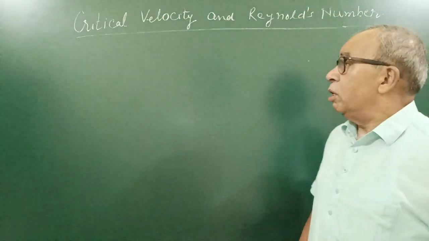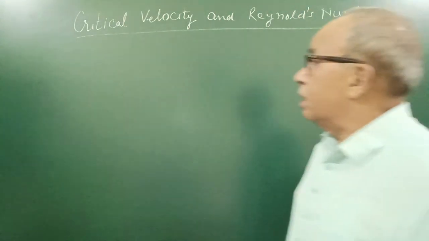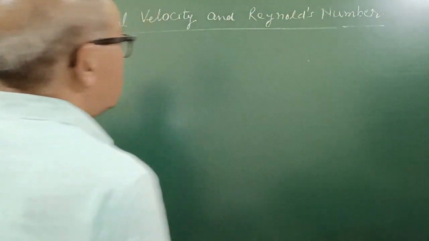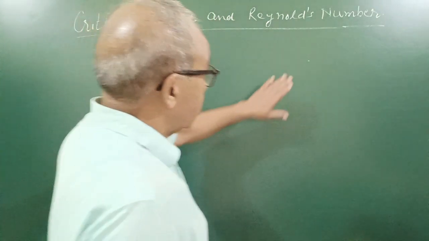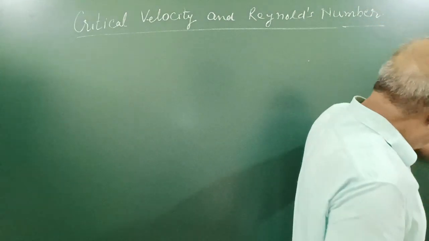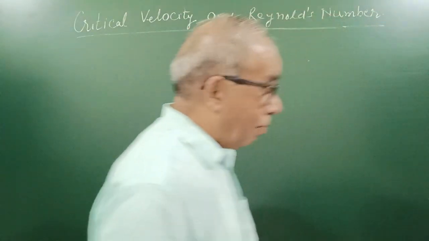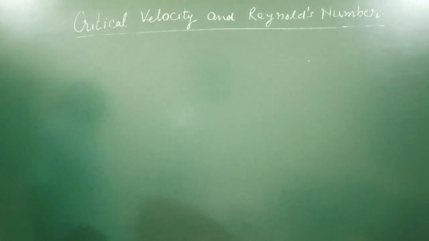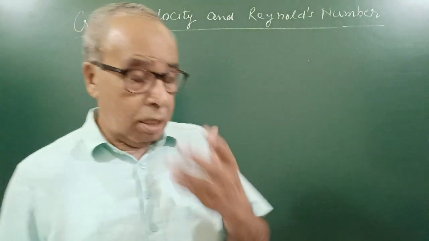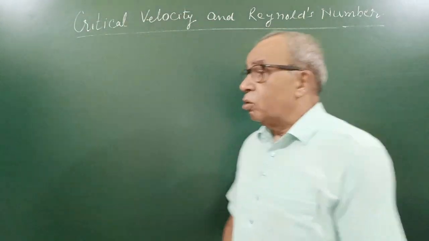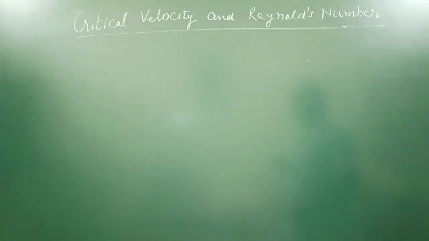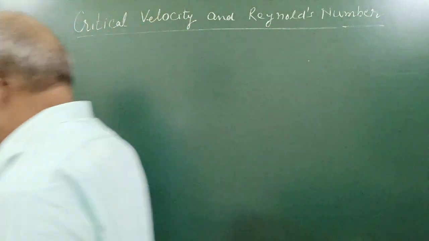Now in this video I am going to discuss a very important topic, critical velocity and Reynold number. Generally people don't take it seriously, but this is a very important idea regarding the flow of liquid. I told you two types of flow are there, the streamline or laminar and turbulent flow. So it is regarding that turbulence is created and to what extent the flow remains streamline or laminar.